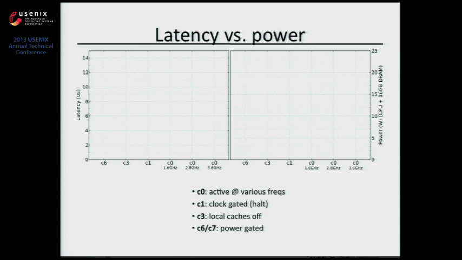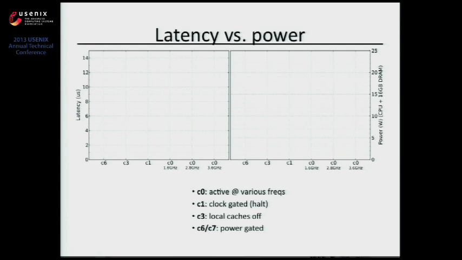This goes from C0 states, which are just active states, and you can run your processor in these active states at various frequencies, from something very low all the way to turbo mode. Another state, the C1 state, is the case where you clock gate the processor, and this state is something the processor goes into when you call a halt instruction. And then finally, there are some deeper states, like the C3 state, where you start turning off some of the local caches. And then finally, the deepest of C states, like C6 and C7, in which case the entire processor cores are power gated and powered off and caches are flushed.